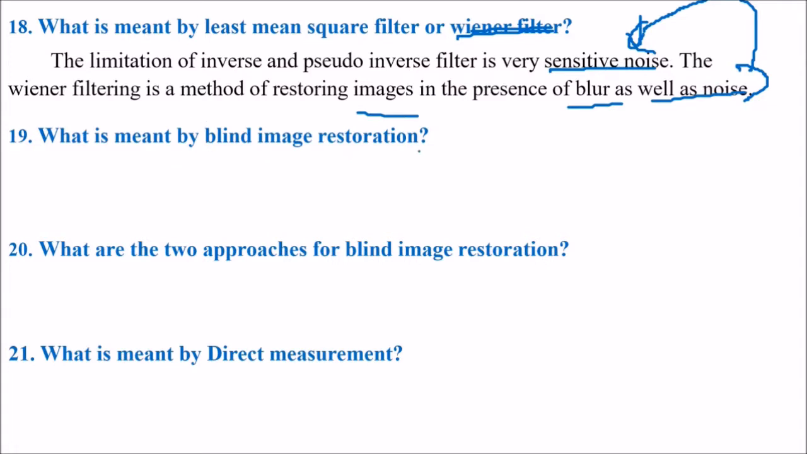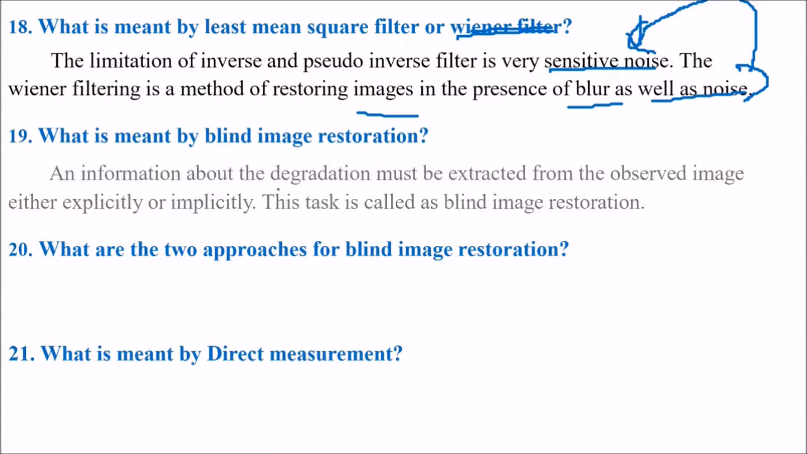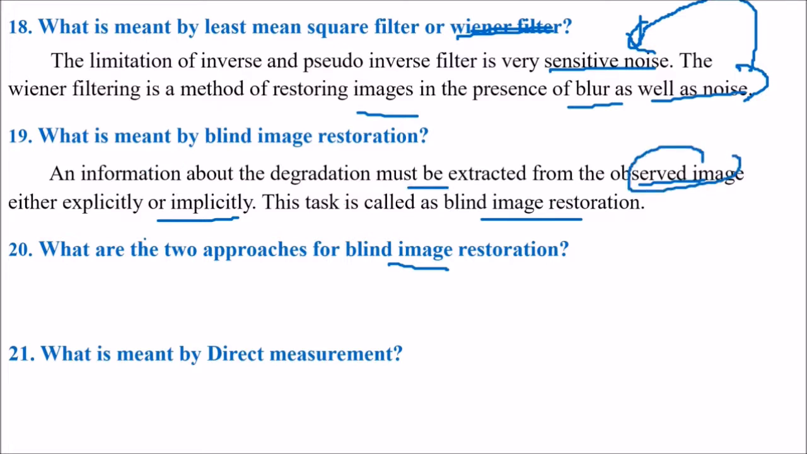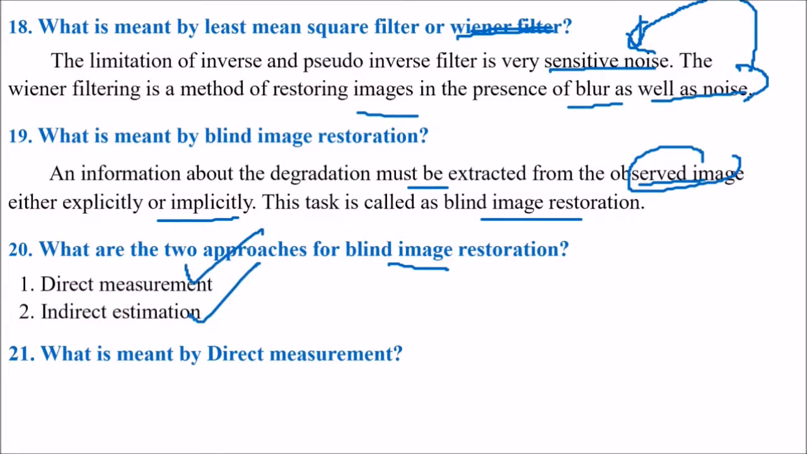What is meant by blind image restoration? Information about the degradation must be extracted from the observed image, either explicitly or implicitly. So this task is known as blind image restoration. What are the two approaches for blind image restoration? As we just saw, information about the degradation must be extracted from the observed image, maybe explicitly or implicitly. So the approaches for blind image restoration are direct measurement and indirect estimation.